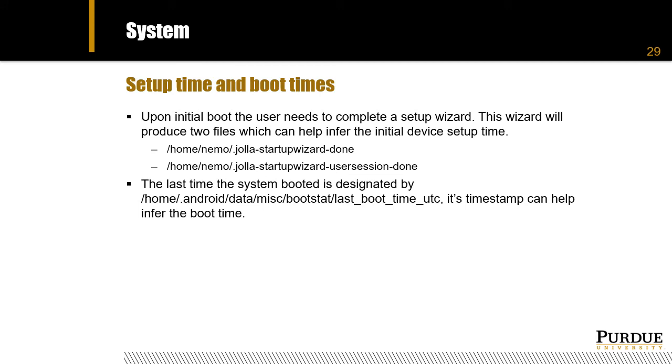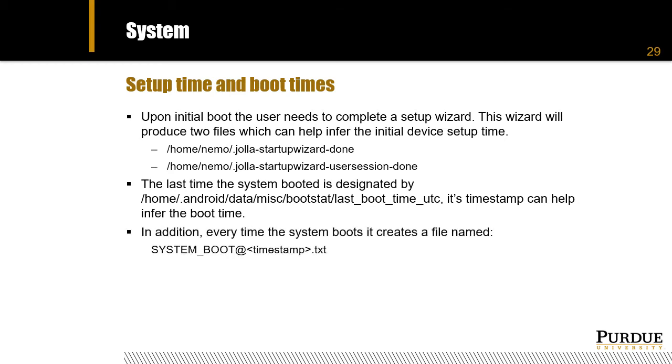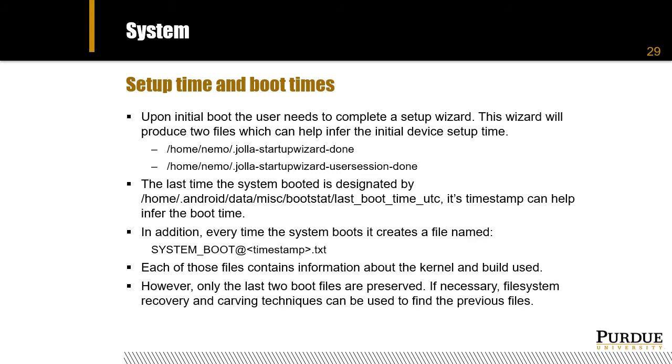In addition, the last boot time is stored in the last_boot_time_utc file, and based on its timestamp and contents, this time can be determined. Last but not least, every time the system boots, it creates a file called system_boot timestamp, and this file contains information on the kernel and other important information used during boot. Unfortunately, only the last two copies of this file are preserved. However, it is possible to carve those files from the file system and recover other times when the file system has been booted, and maybe discover that one of those times an alternative kernel was used as a result of a malware infection or some other kind of intrusion on the device.